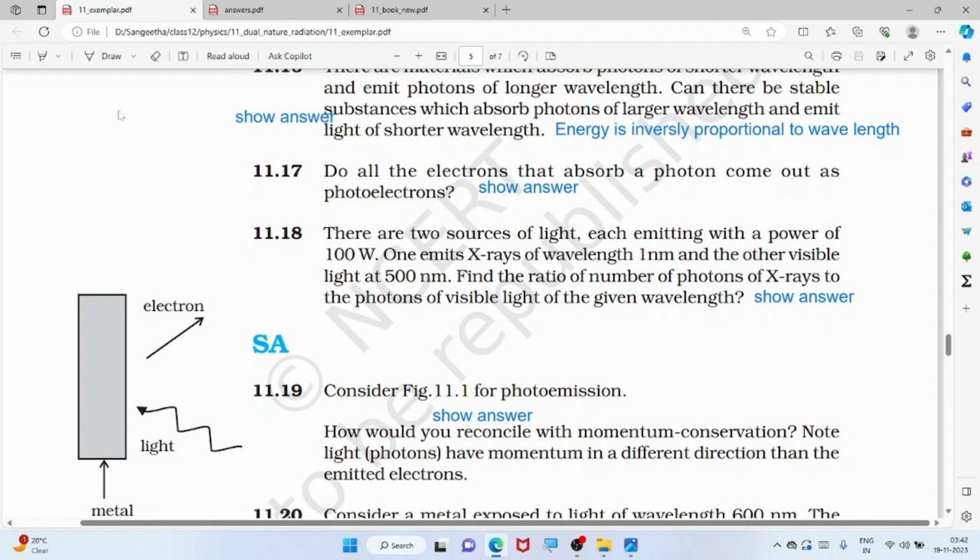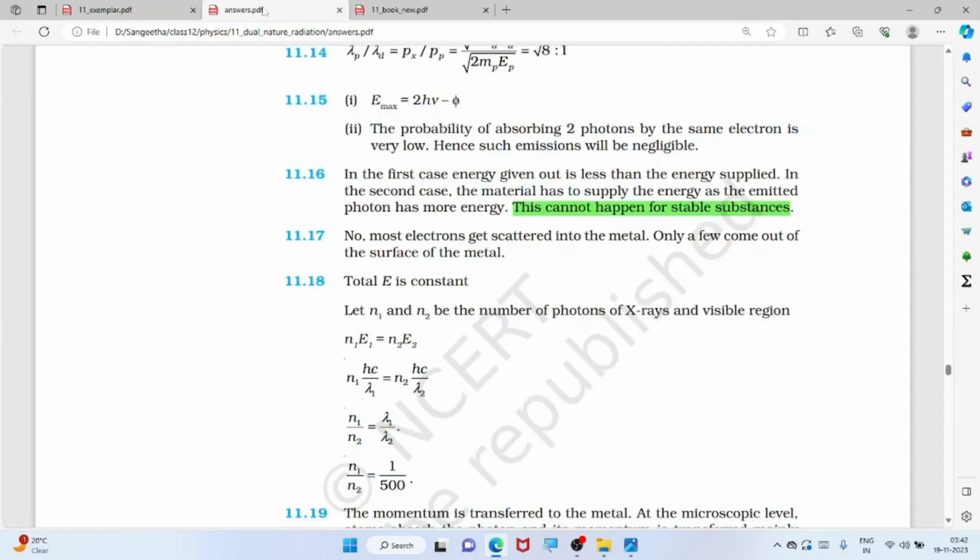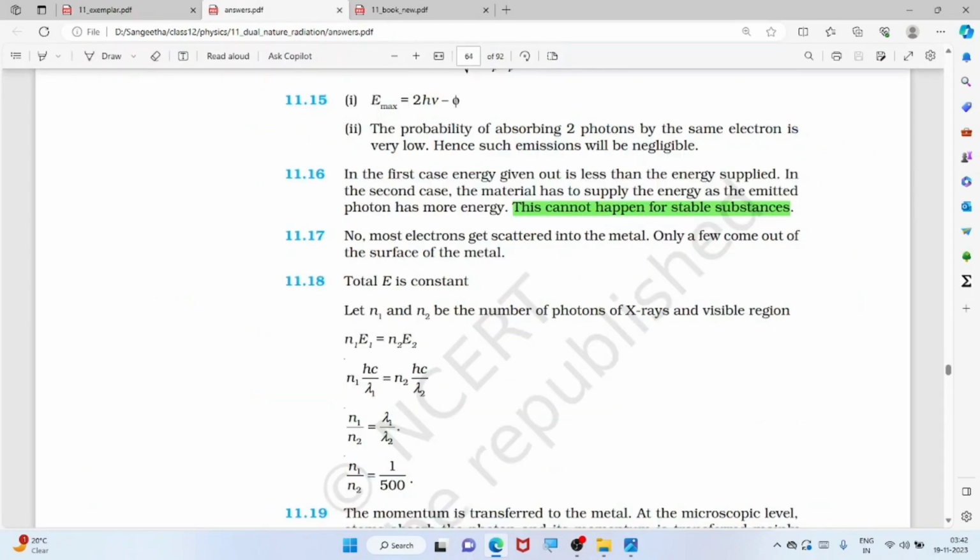Do all electrons that absorb a photon come out in the photoelectric effect? No, it is not necessary. Most electrons get scattered into the metal. Only a few come out of the surface of the metal.